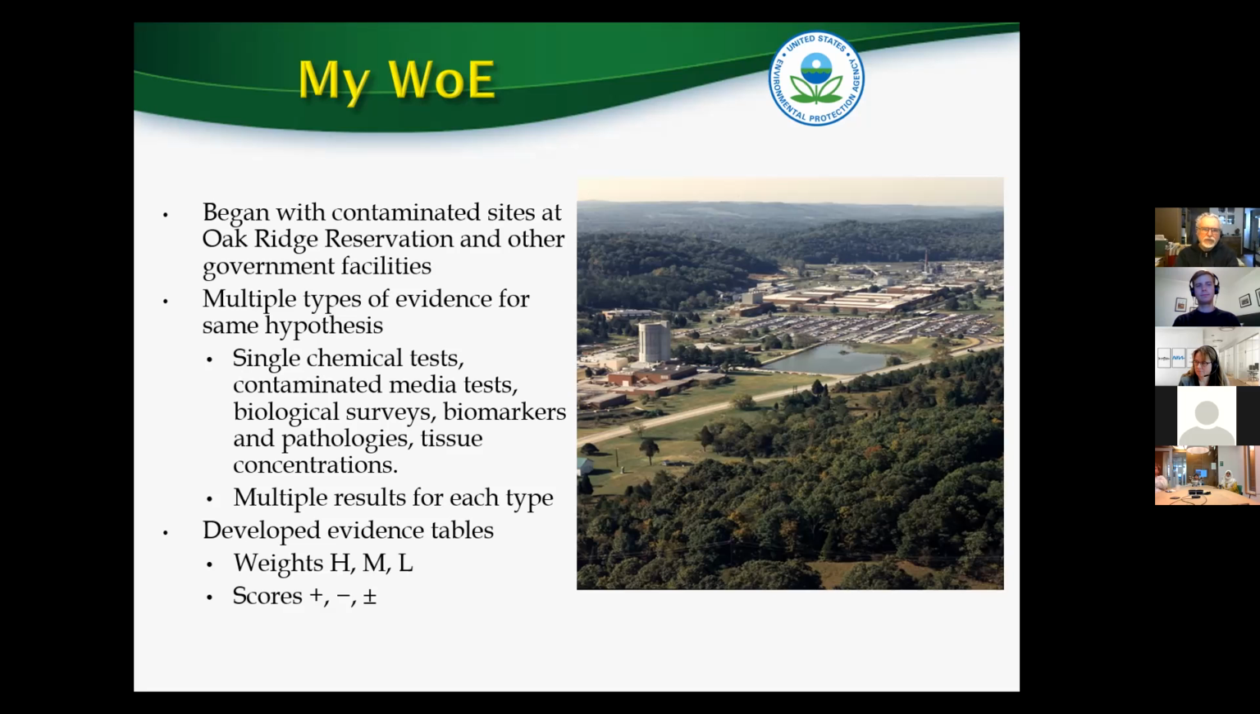The weight of evidence work that I did began with the application of Superfund to contaminated sites on the Oak Ridge Reservation and then other government facilities. And you have multiple types of evidence for the same hypothesis. This is nothing new to you. You have single chemical tests, contaminated media tests, biological surveys, biomarkers, pathologies, tissue concentrations, all sorts of evidence from contaminated sites. And you often have multiple results for each type of evidence. So I developed standard evidence tables that had weights, and basic ones were high, moderate, and low weight, and scores with pluses and minuses.